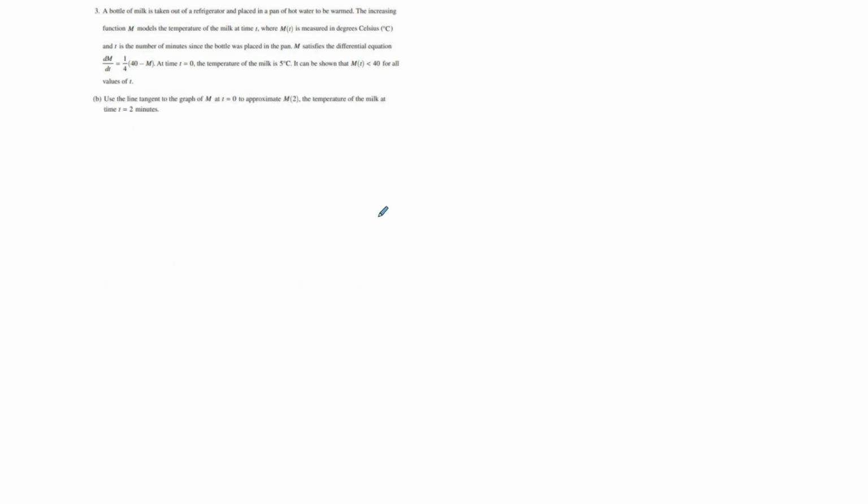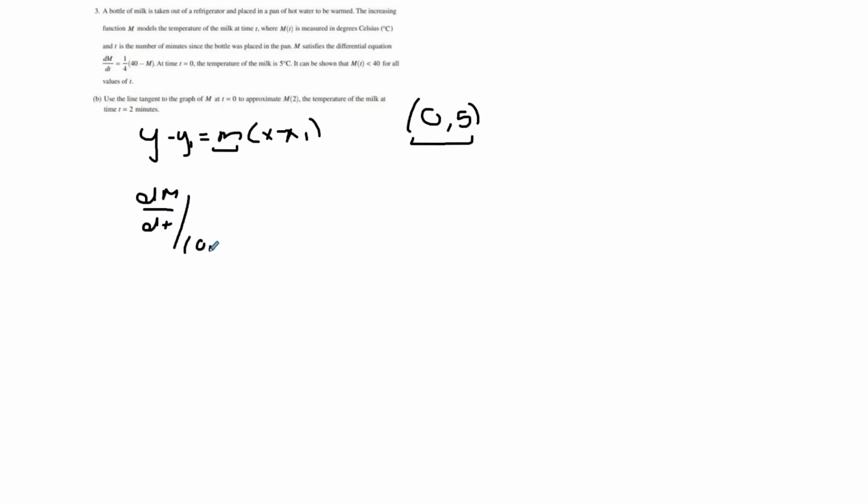All right. Now for the next one, using the tangent line to the graph of m at t equals 0 to approximate m of 2, find the temperature of the milk at time t equals 2. So for this, we're going to write y minus y1 equals m times x minus x1. And what is m? Well, they told us that at t equals 0, the temperature of the milk is 5. So they gave us a point of 0, 5. So we're going to plug this into our dm/dt to find our slope. That's going to be our slope. So dm/dt, and you could write evaluated at 0, 5, is going to equal 1/4 times 40 minus m, so times 35, right?